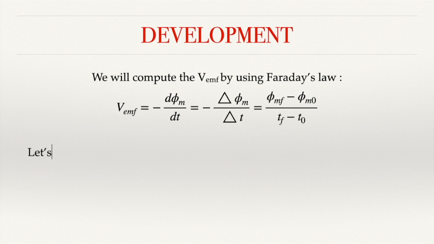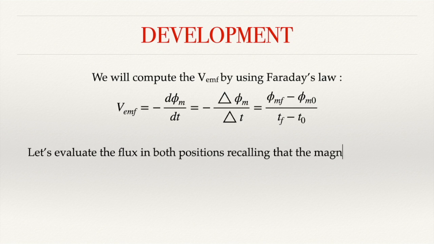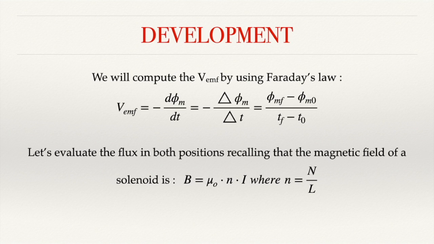So we will start by writing the general formula of what we are asked to find. As you can see, the electromotive force is equal to minus the derivative of the magnetic flux with respect to time, which we can represent as the difference between the final and the initial situations of flux and time.